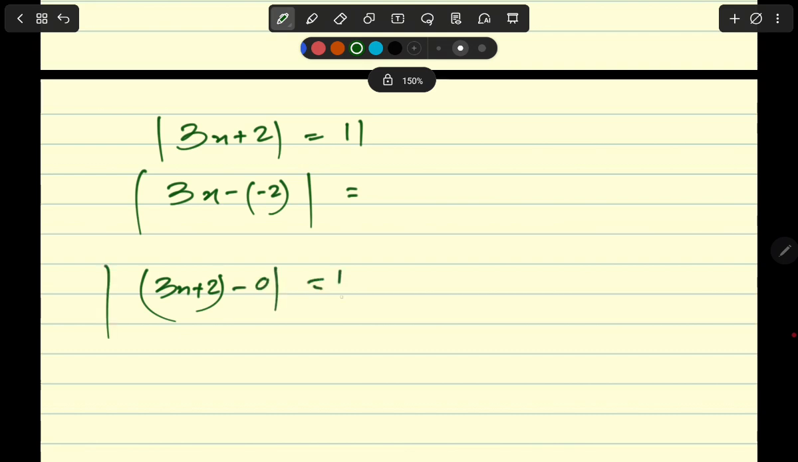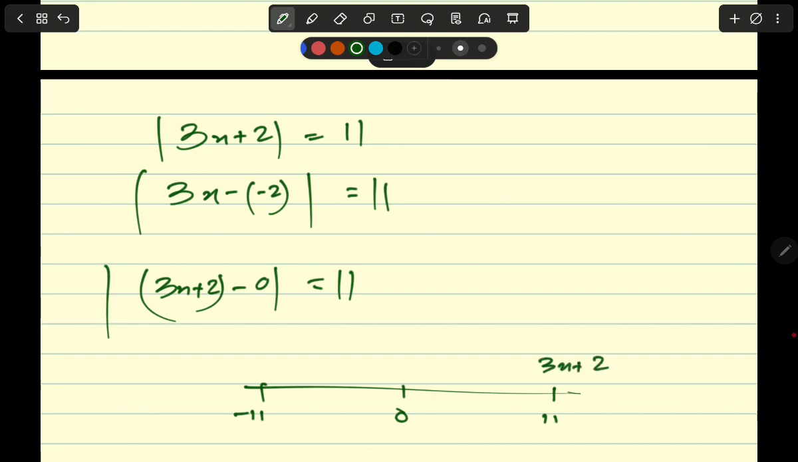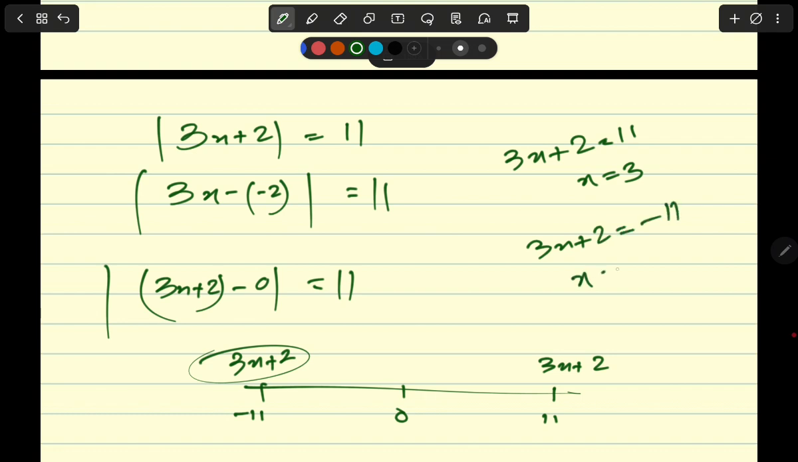from 0 is 11. Okay, so you will do from 0, so this is 0, this is minus 11, this is plus 11, and you will say that this quantity is 3x plus 2. So you will say 3x plus 2 is equal to 11, which gives you x is equal to 3, and you will say that 3x plus 2 is equal to negative 11, so x is going to be equal to negative 13 upon 3. Or you could do it through the method that I did, that you take 3 common out and then you do it in the same manner. You are going to have the same answers.